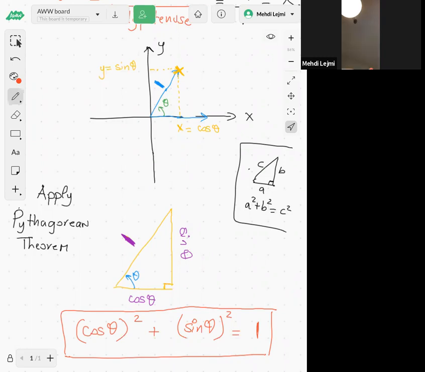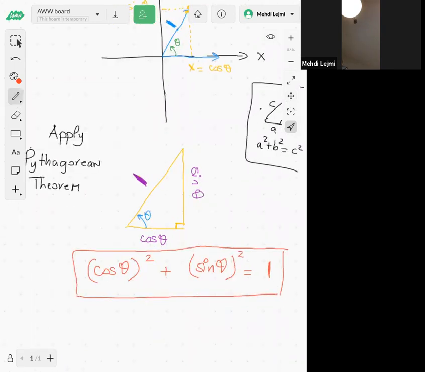All right, so this is our first trig identity, and I would say the most important trig identity.